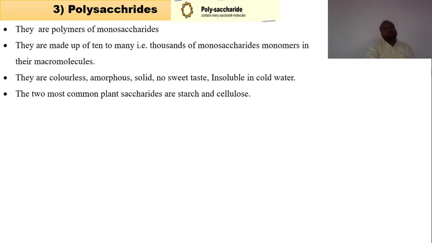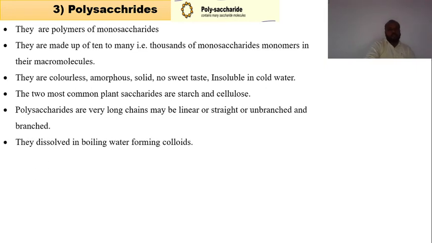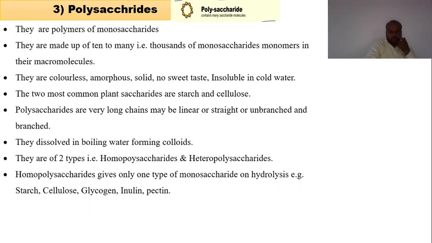The two most common plant polysaccharides are starch and cellulose. You all know starch and cellulose are the main components of the plant, and they act as polysaccharides. This polysaccharide is a very long chain. It may be linear, that is straight or unbranched, or it may be branched. They dissolve in hot water or boiling water.